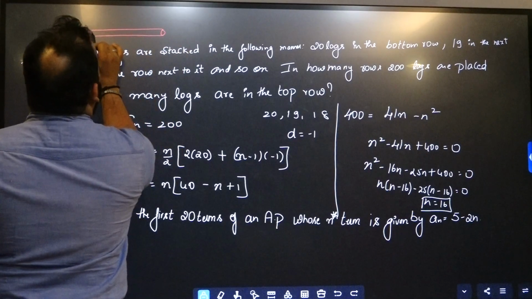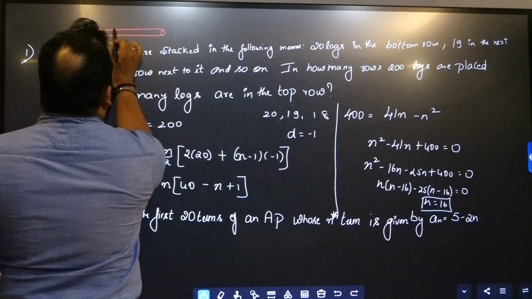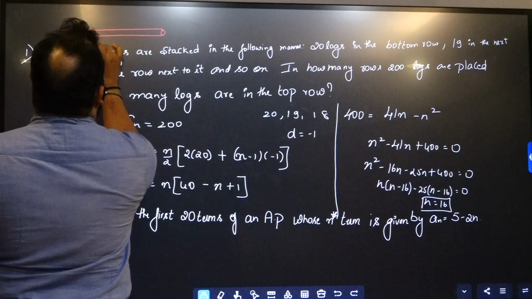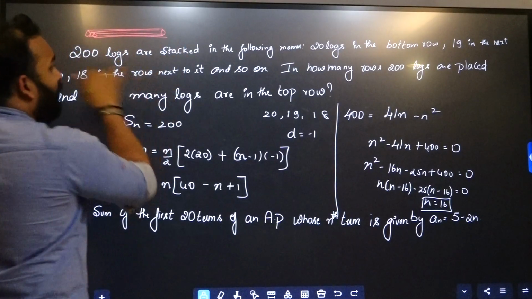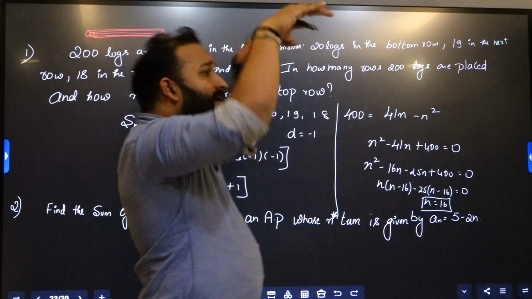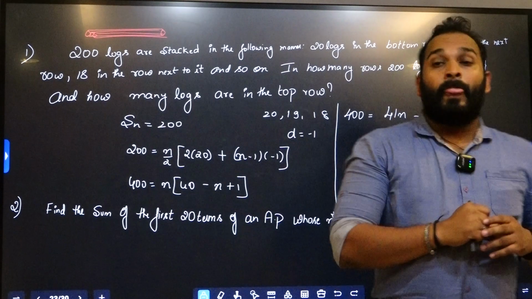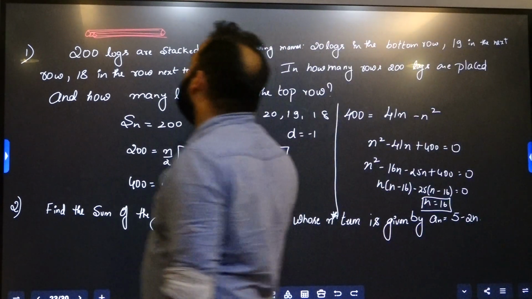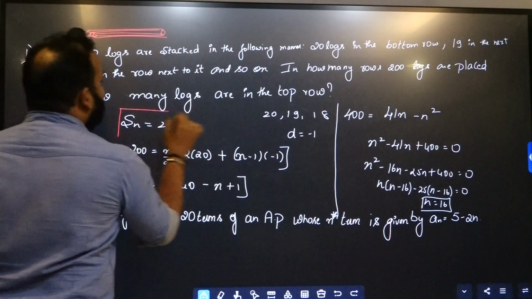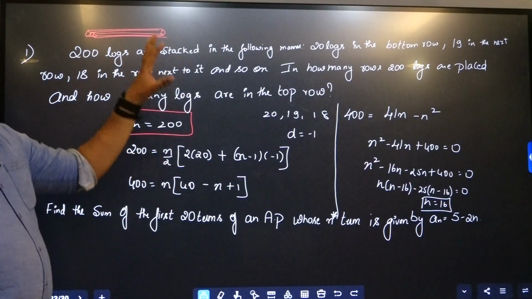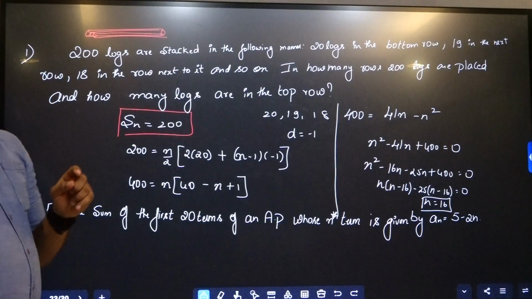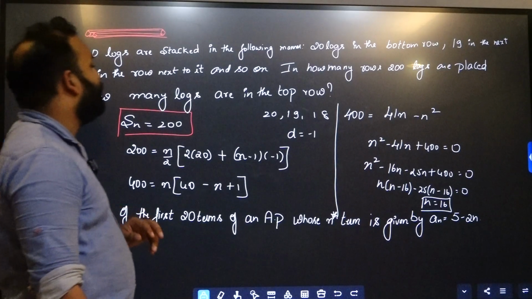It's like you have 20 logs which are stacked here. Okay, they've stacked 20 logs like this in the bottom. Then we have 19, 18. It continues like that. They've stacked it like that. So Sn is given because total number of logs is given as 200. I've not given the diagram here. So I hope you can refer your NCERT last exercise of arithmetic progression. You have the diagram there.